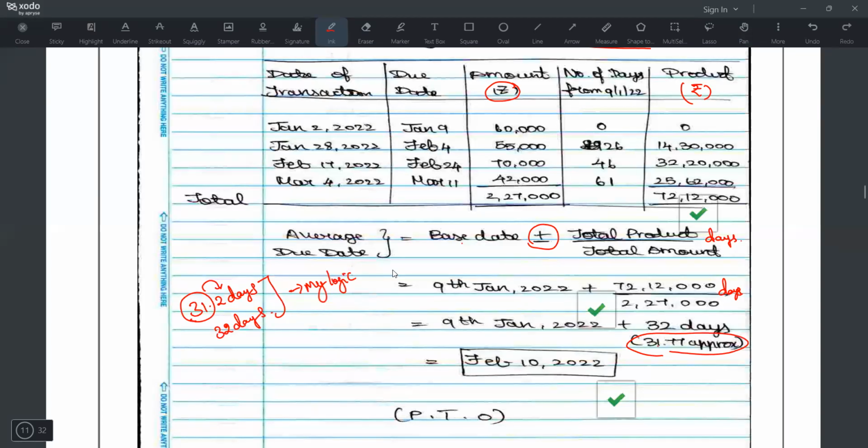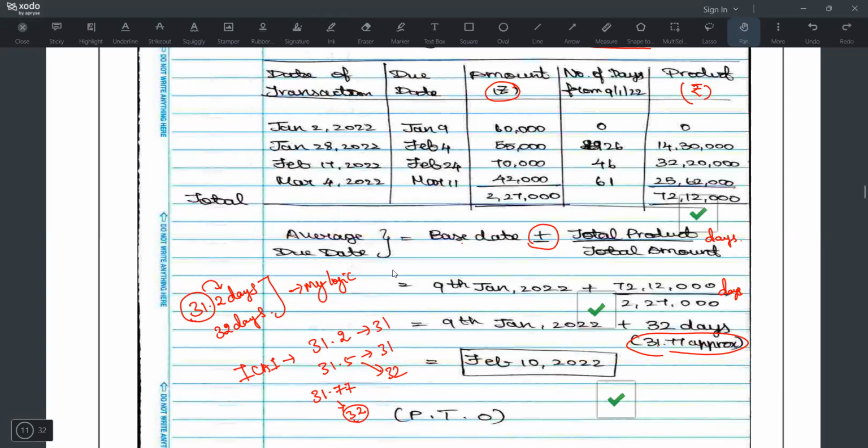What has ICAI done? Suppose in some question it is 31.2, they will go with 31. In some question it is 31.5, in some they will go with 31, or in some case they will go with 32. And in another case 31.77, in those cases also they will go with 32. Like this, mathematical rounding they have taken.